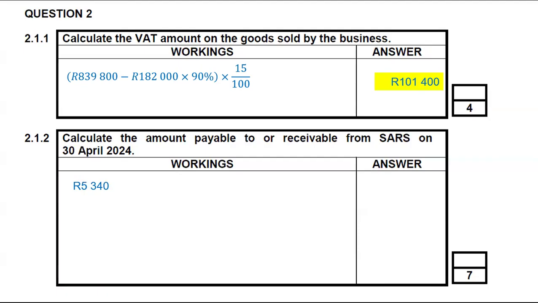But that 101,400 is VAT output, and VAT output is a liability. I'm going to put it in brackets. Okay, this is all I've got so far. I'm going to go back to that table and check which other VAT amounts I am given.